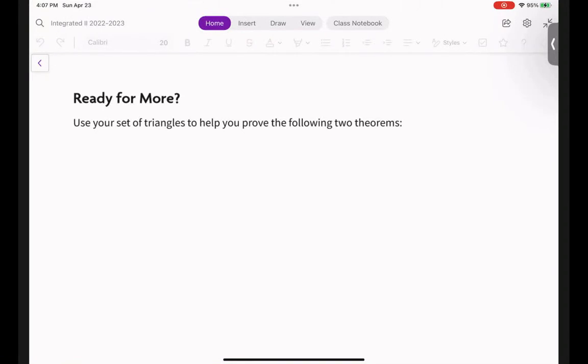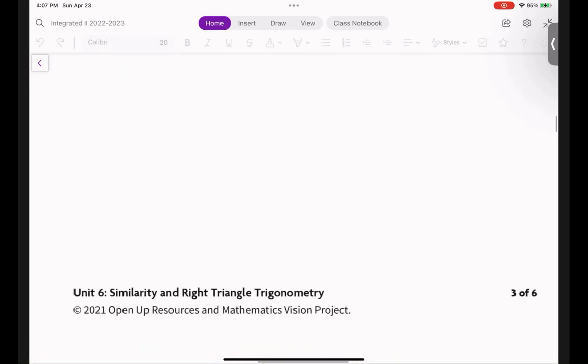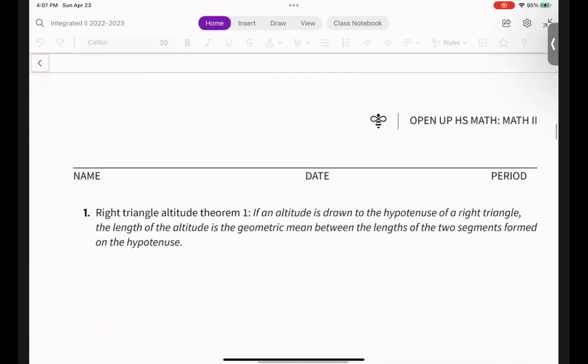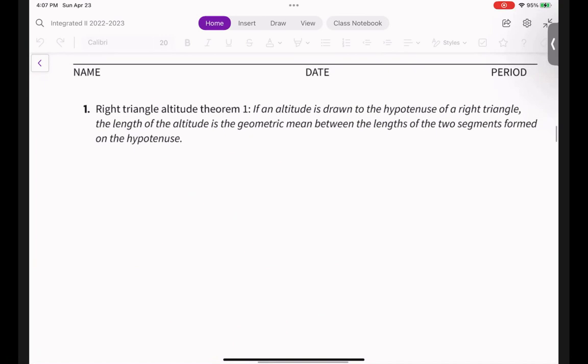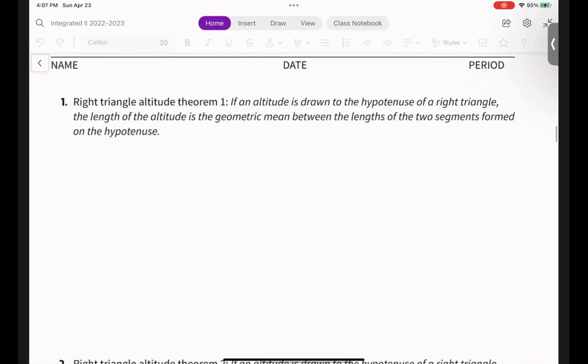Okay, so today is lesson 6.6, and I'm going to skip the main part of the lesson because it's an algebraic proof of the Pythagorean theorem, and because I'm running short on time, I'm going to skip to the ready for more section. So go ahead and skip those slides and go all the way to the ready for more. Now, there are theorems that I need you to know in order to move forward.